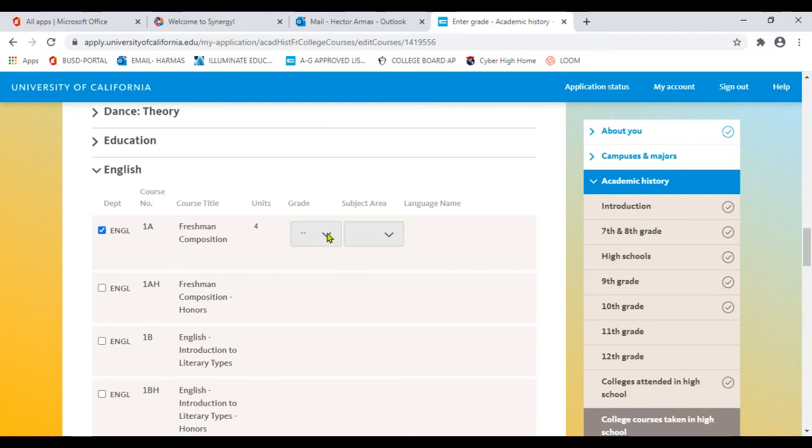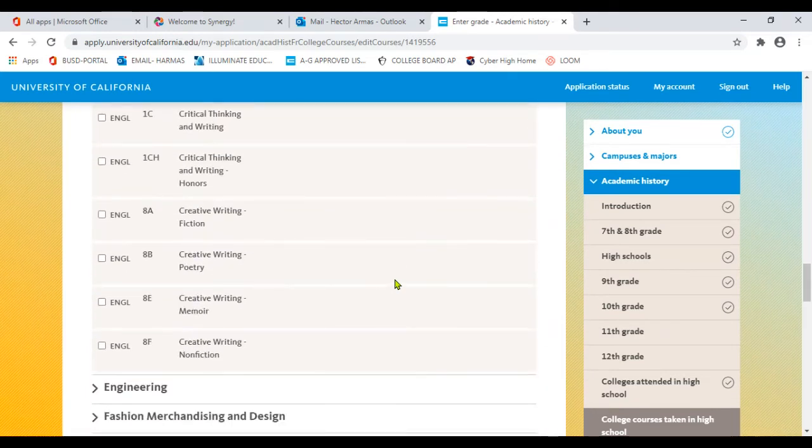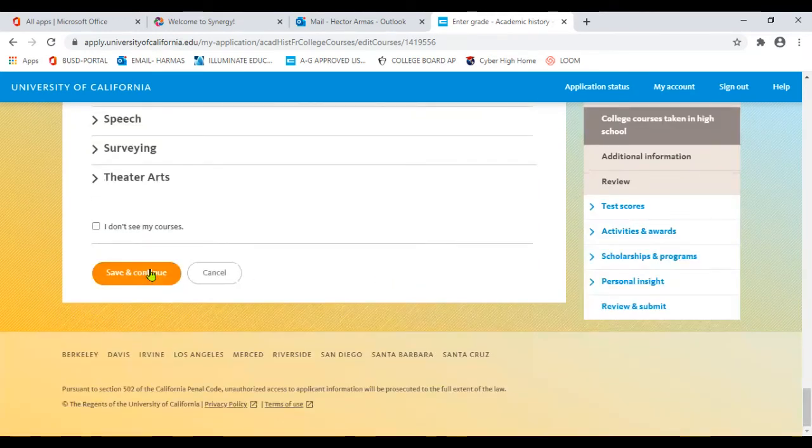Grade, okay, so I'm going to put in here, if you notice, it's IP, which means in progress because I'm taking the class right now. What subject area does it fulfill? It's an English course, so I'm going to go over here and type in English. And then, so I'm going to hit save and continue.